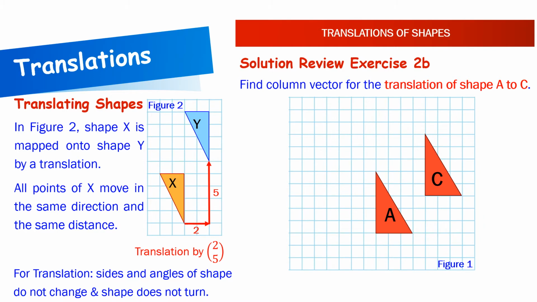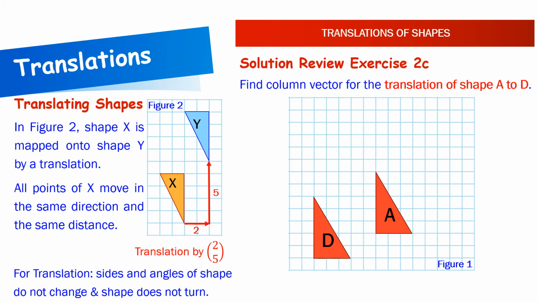Let's now have a go at exercise 2b. We are required to find the column vector for the translation of shape A to C. So A has to move 4 units in the x direction and then 3 units in the y direction. This is a translation by 4, 3 as a vector.